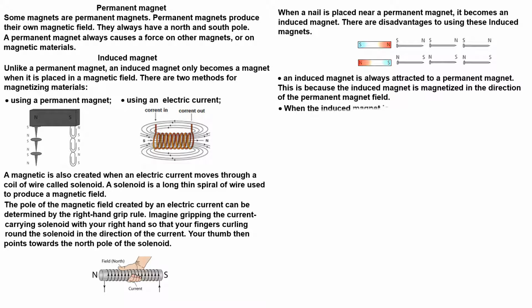When the induced magnet is placed away from the permanent magnetic field, it will lose all or most of its magnetism quickly. Look at the diagram.